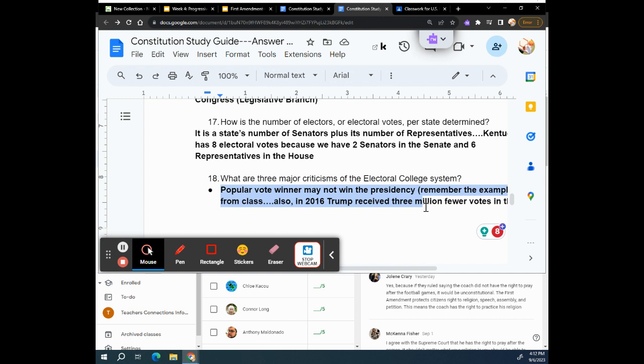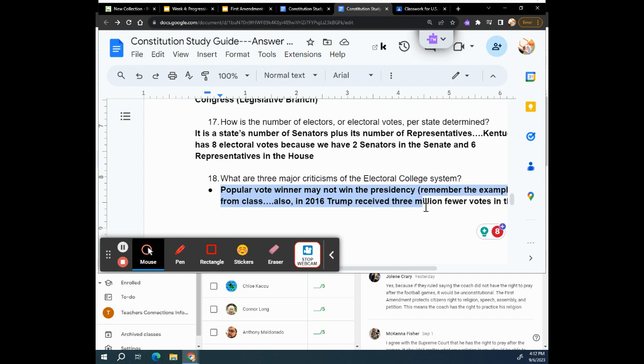Okay, so that's how it's possible for the person who receives the most votes from the American people to actually lose. For instance, in 2016, and I use this example in class, Trump had 3 million fewer votes than Hillary Clinton. 3 million more people voted for Clinton than Trump, as far as the American people. But with the Electoral College system, it's just the electoral vote that counts, how the electors vote.